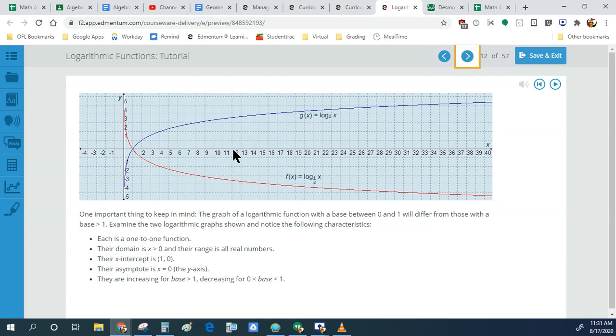So moving on over here. So log, if we make a log a fraction, it actually flips it over.